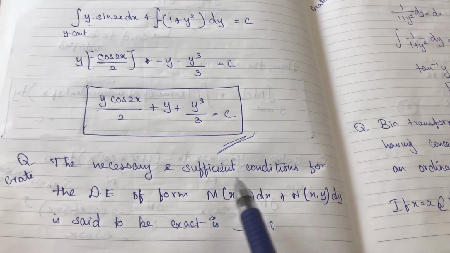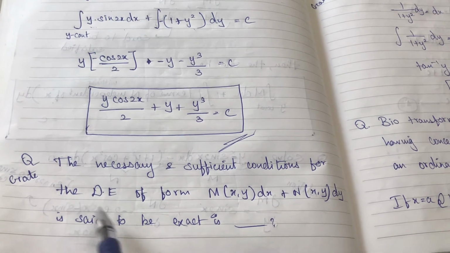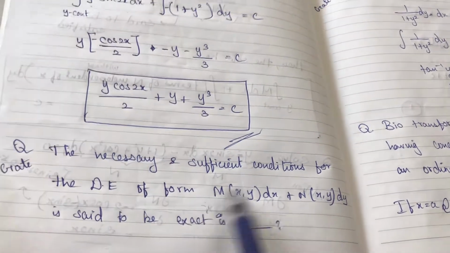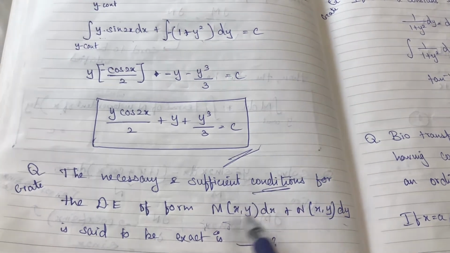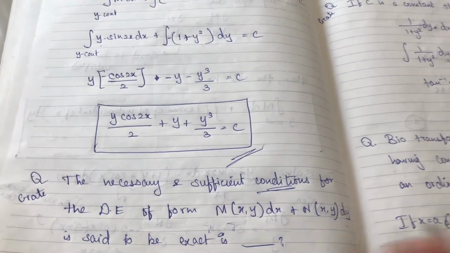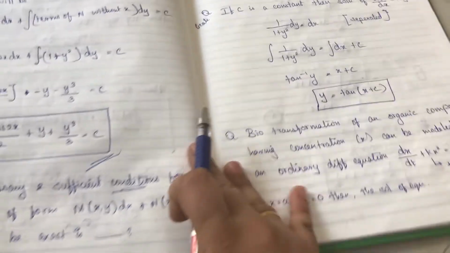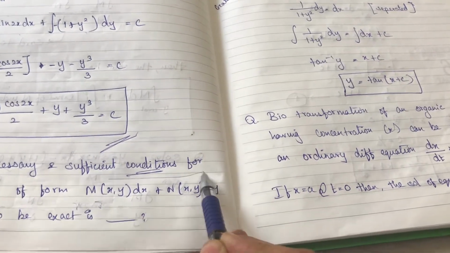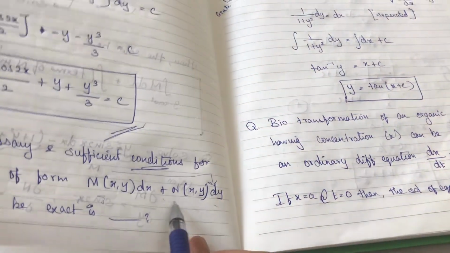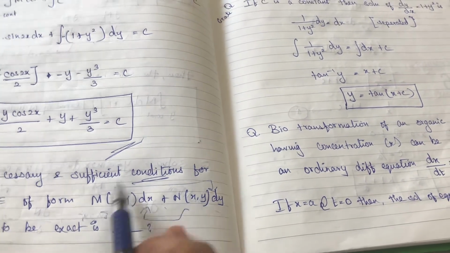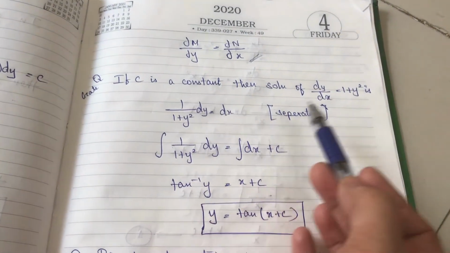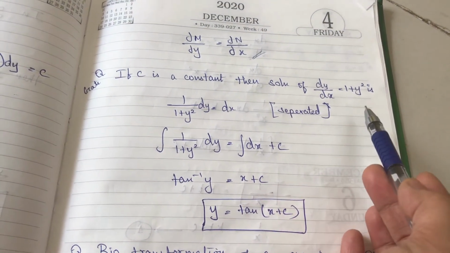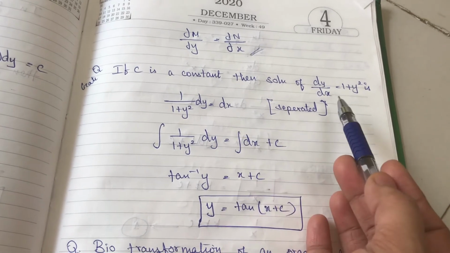And let's see some more sums. The necessary and sufficient condition for a differential equation of the form, they have given M and N. They have asked the condition and they have given the form. What is the condition? ∂M by ∂y and ∂N by ∂x, just the opposite thing. So this is the condition. And the next sum, if c is constant, then they have given one solution is this.